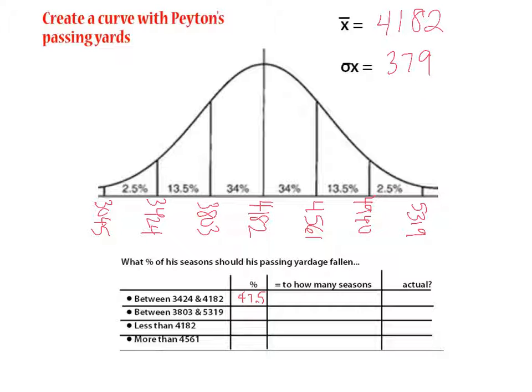Now that's 47.5% of his seasons. Well, how many seasons did he have there? In other words, how many pieces of data did we have? If you recall, I think it was 15. Yeah, there were 15 seasons there. That's something else that I should have written up here: n is the number of seasons that we had, and it was 15. So 47.5% of the 15 seasons.